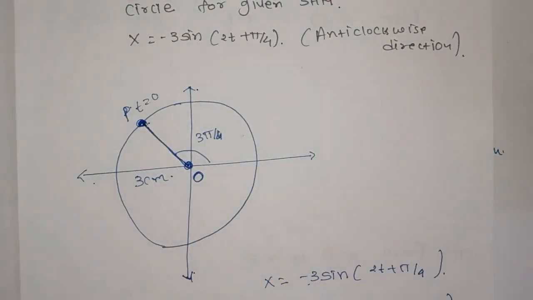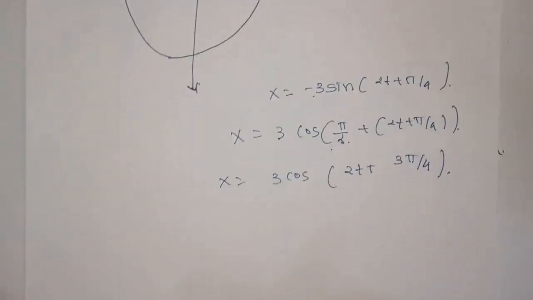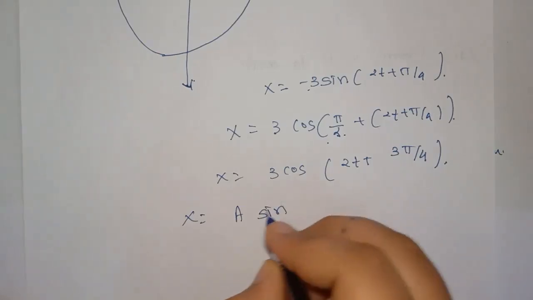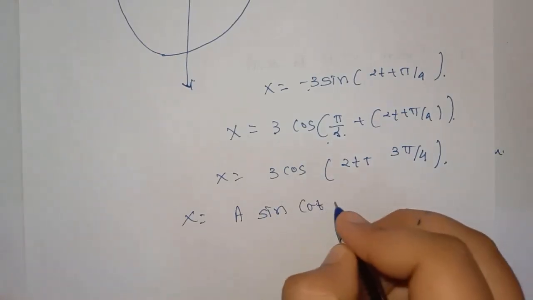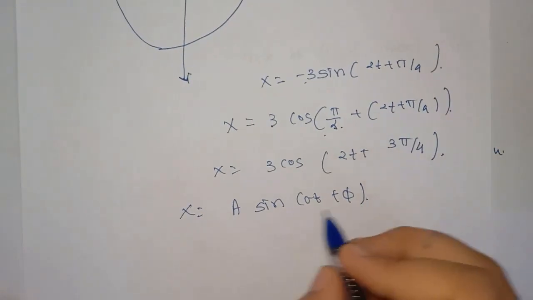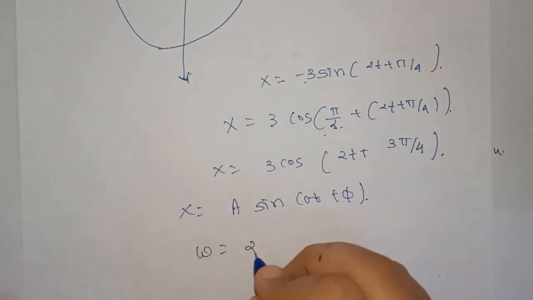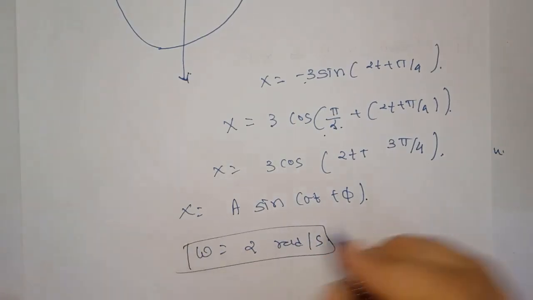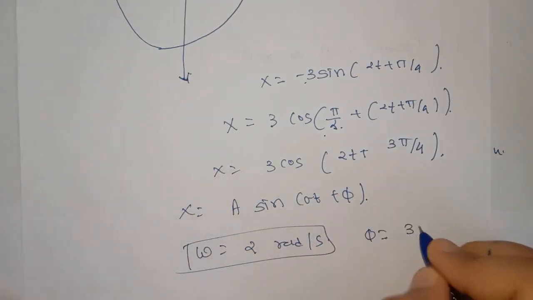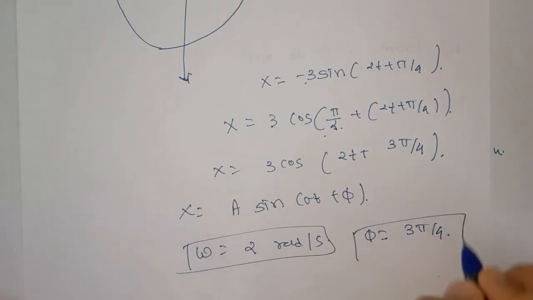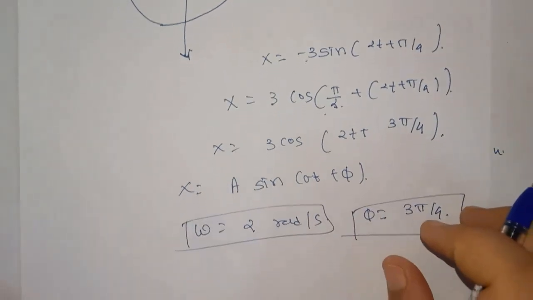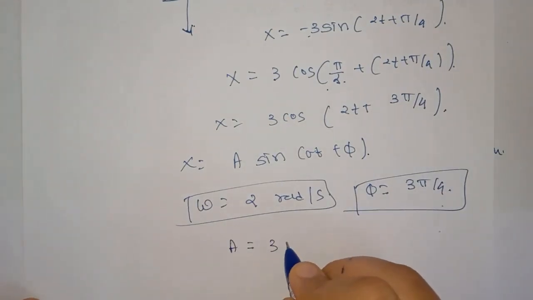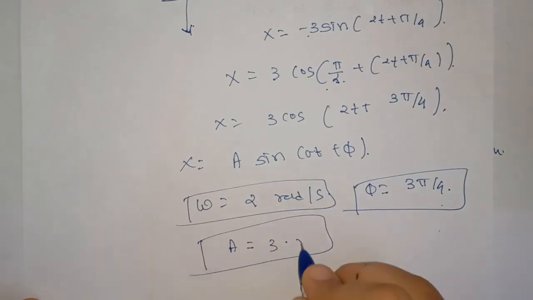If we compare with the basic equation, x is equal to a sine or cos of omega t plus phi, then the omega will be 2, the SI unit will be radian per second, the initial phase will be 3 pi by 4 and the amplitude will be 3 meter.